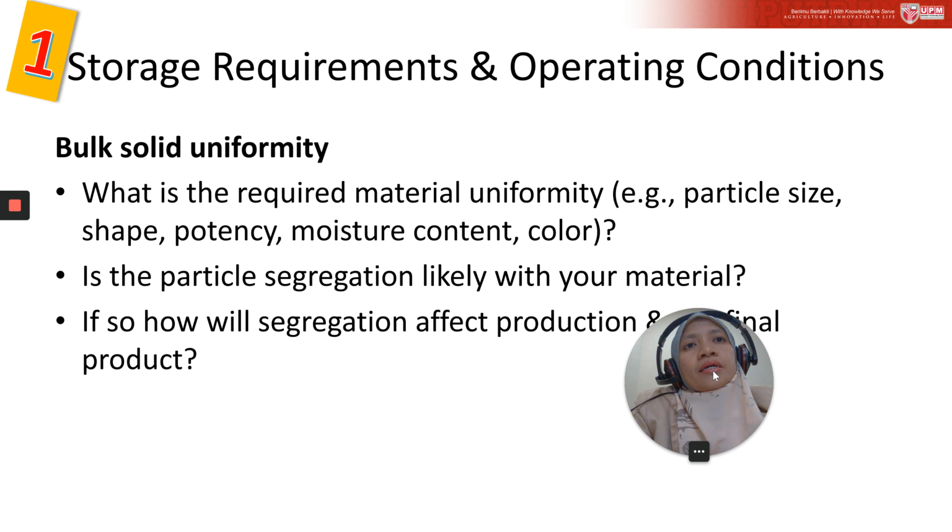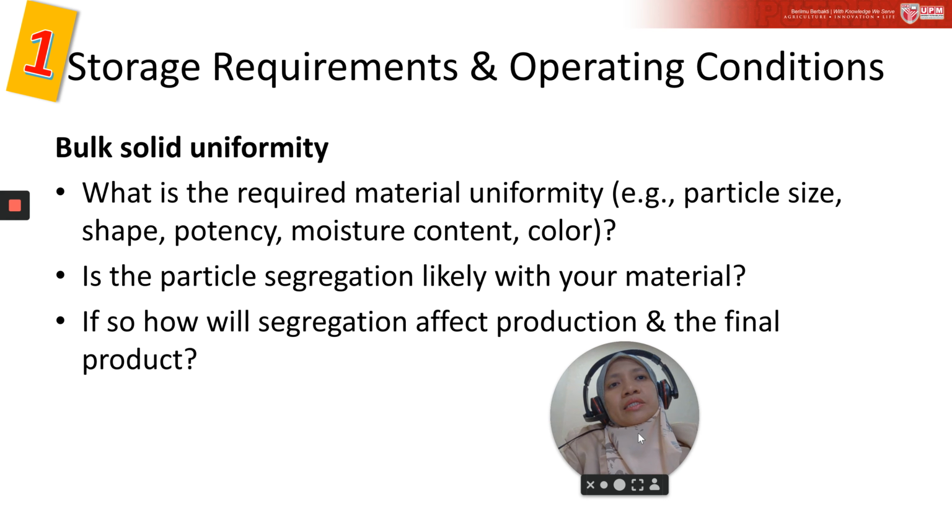Then, is particle segregation likely with the material? If this can happen, we need to know how segregation will affect production and final products. Mainly in the food industry, segregation is not favored. We will avoid segregation because it will affect the quality of the product and the uniformity of the contents. For example, the content inside a pharmaceutical product. Of course, we don't want the content to be totally different from one batch to another batch of vitamin C inside the bottle. I hope you understand this.